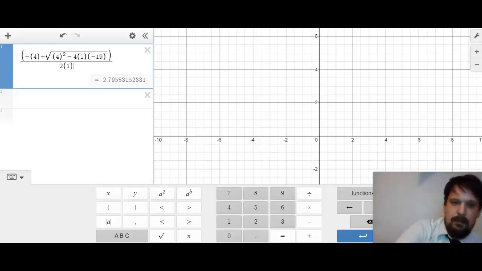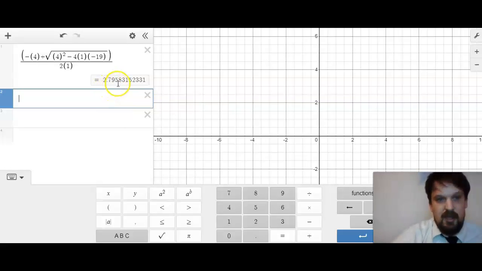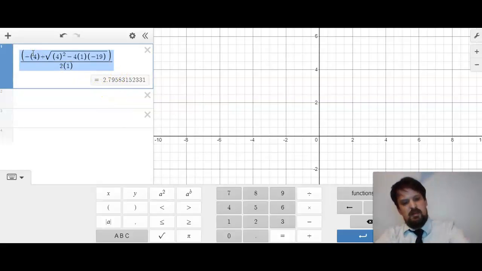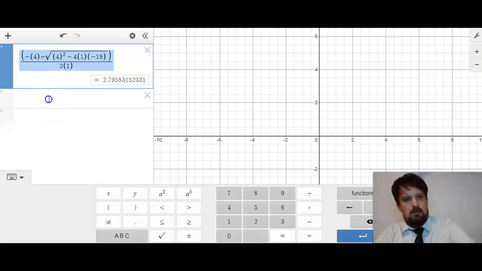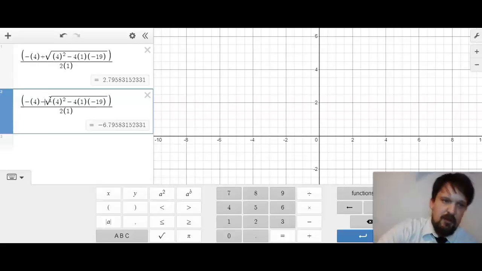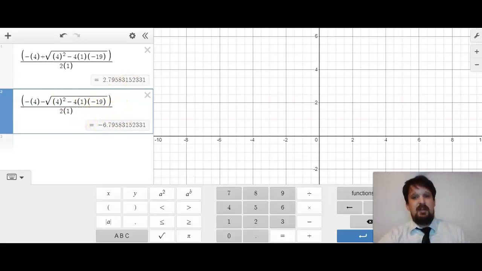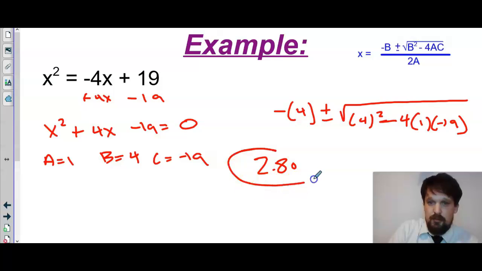And a was 1. Okay, so my first answer is right there, 2.79583, on and on and on. We are only going to have to worry about rounding to the nearest hundredth. So let's go ahead and copy, paste this down into here. Remember, it's plus or minus, so we have to have a plus answer and a minus, and there is my second answer. Okay, so let's just go ahead and round. So we got 2.795, which means we're going to have a 2.80 for my first answer. So 2.80, or just 2.8 would be okay.